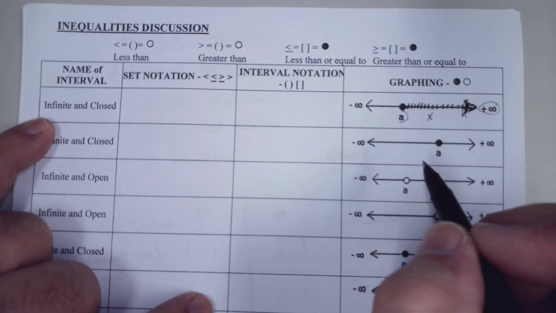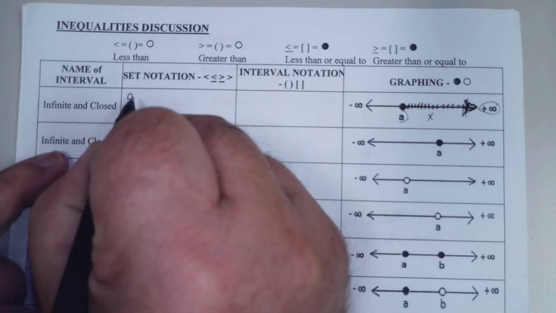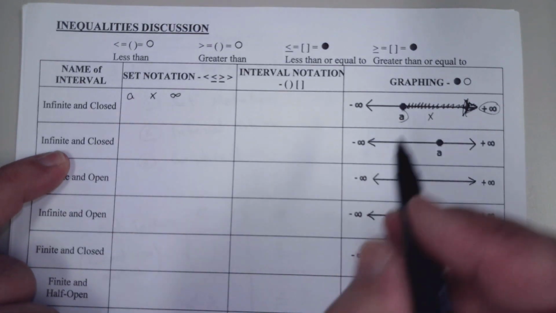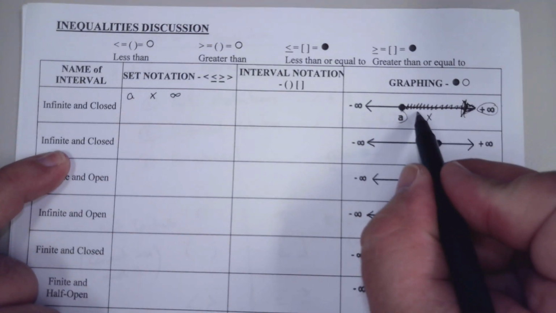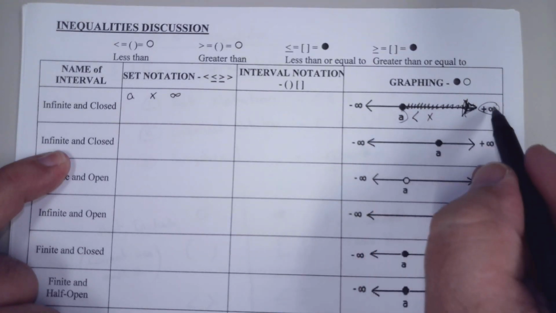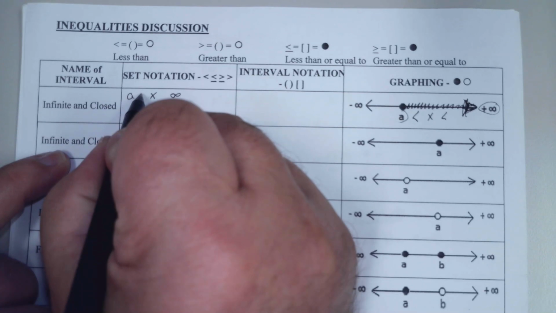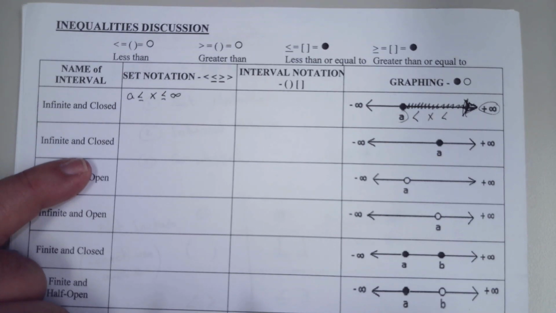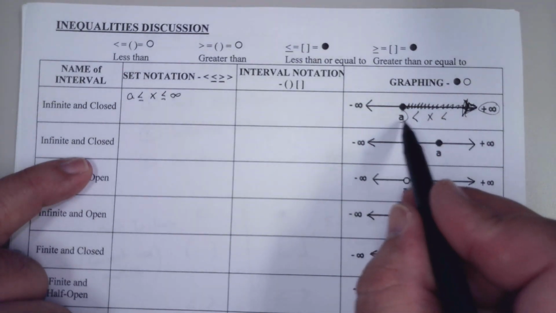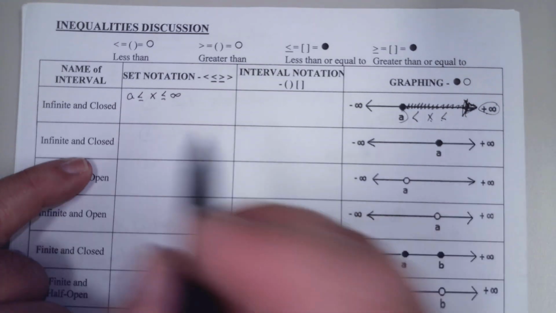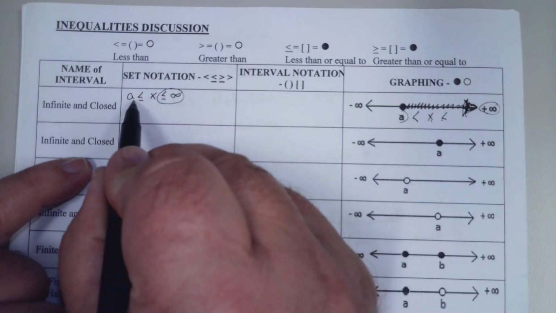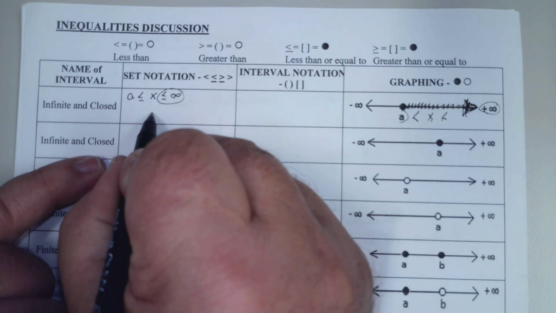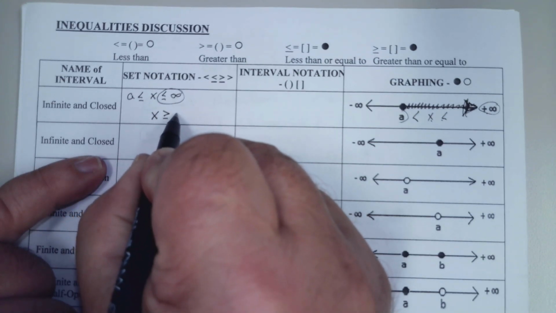And look where x is. So we have A, x, and then infinity. x is to the right, so it's greater than A. Infinity is to the right, so it's greater than also. But since they're both solid, I could put equal to. So A is less than x, which is less than infinity. But this is redundant. I already said that x is bigger than A, so it goes on to infinity. So we just write this one, x is greater than or equal to A.